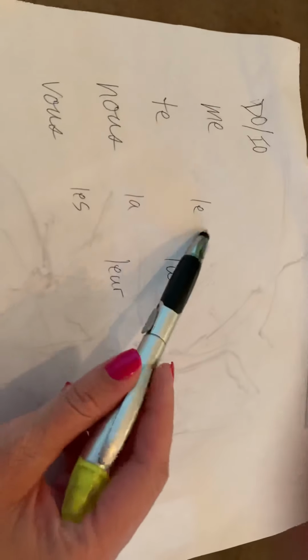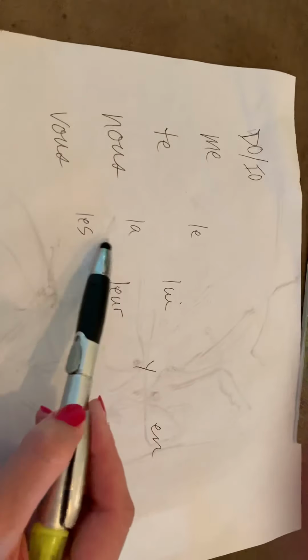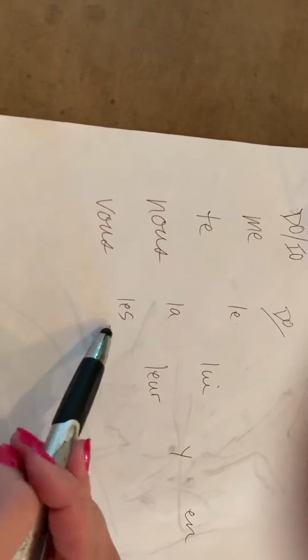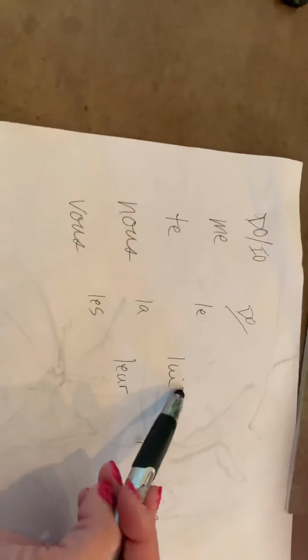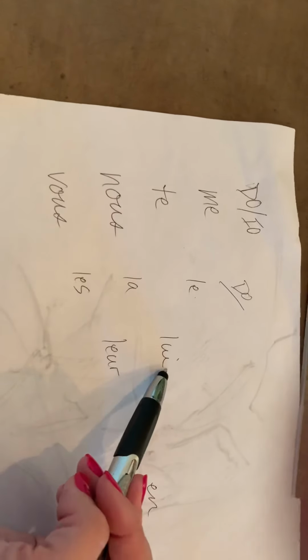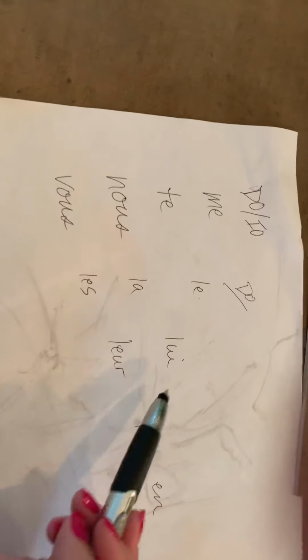Okay, next one. Le, la, les. Those are just direct objects, only direct objects, okay? So that's it or him, it or her, them, right? So direct objects. Lui, leur: to him, to her, to them. So this is basically the singular form. This is the plural form. These are indirect object pronouns, IOPs, DOPs, okay?